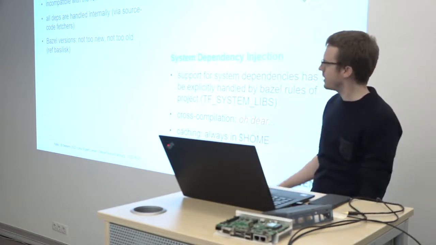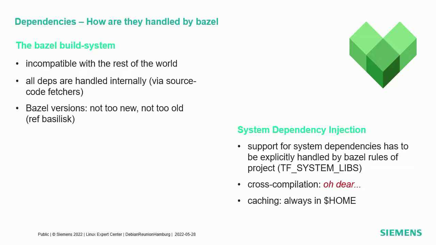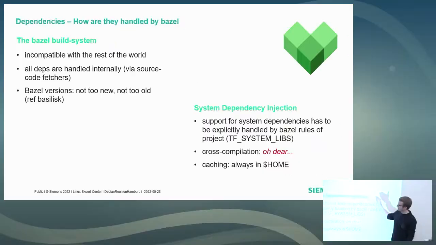Of course, for the Debian way, we want to inject the system dependencies and build with these instead of vendoring everything. And luckily, TensorFlow itself has some infrastructure for that. They have rules where you can switch based on a parameter, TF_SYSTEM_LIBS, if you want to use the system libraries or the vendored ones. But this is not possible for all system libraries, and also you manually have to specify the libraries that you want to use from the system.